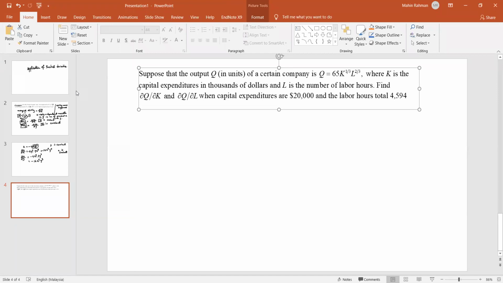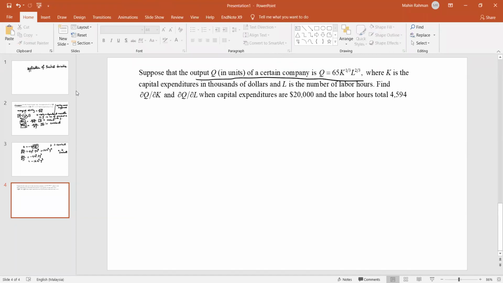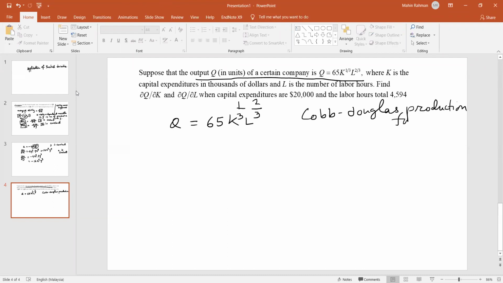Okay, first you see that here this is the production function, Q. Q is equal to 65 K to the power 1 by 3 L to the power 2 by 3. So now this is called Cobb-Douglas production function. What is this function? This function is saying that the production of any product depends on capital and labor. So that means the production of any product depends on two things. One is capital, another one labor.